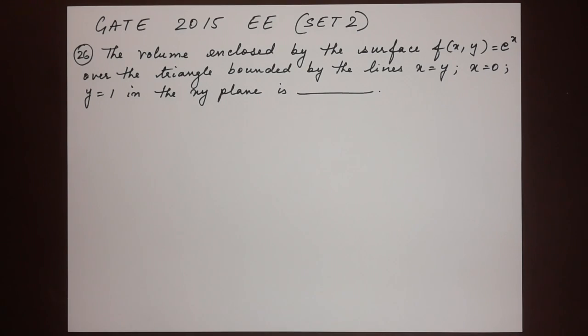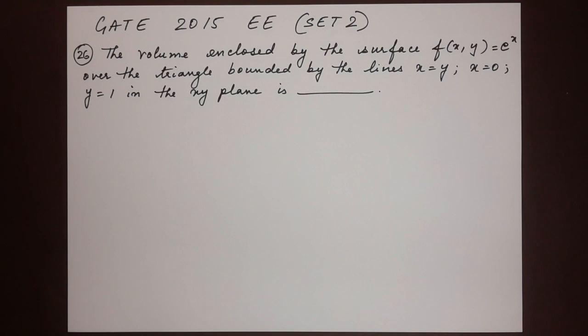Here's the next question, number 26. The volume enclosed by the surface f of x comma y equals e power x over the triangle bounded by the lines x equals y, x equals 0, y equals 1 in the xy plane is dash. Okay, so this is not a multiple choice question.